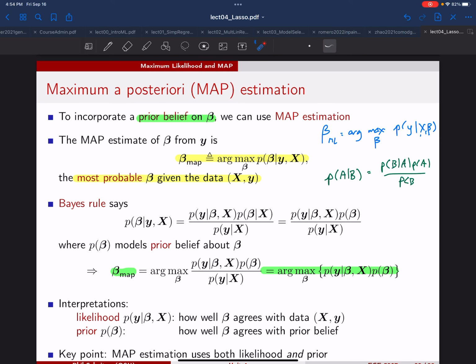Is this overall idea about MAP estimation making sense? A little bit? Any questions?